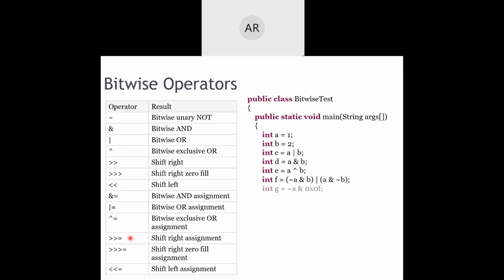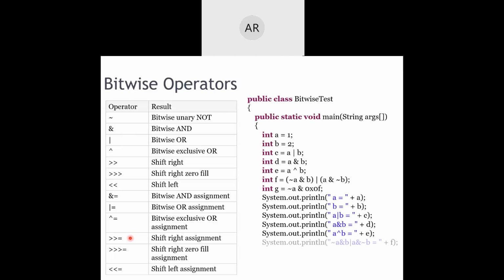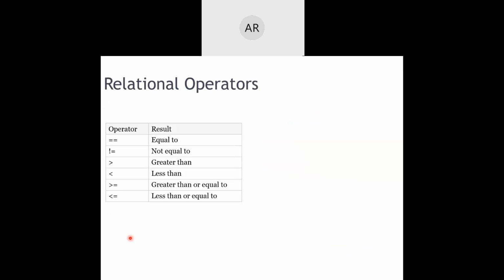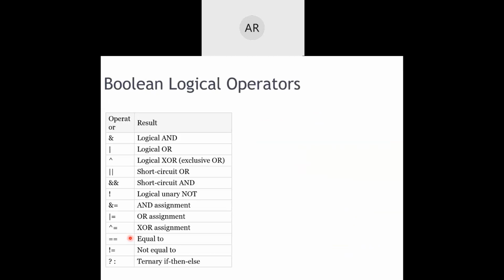And their operations, how this functionality will work, has been kept over here. Please learn it and practice it. Relational operators, these are also the same. There is no change with regard to C and C++. Logical operators, they are also the same.